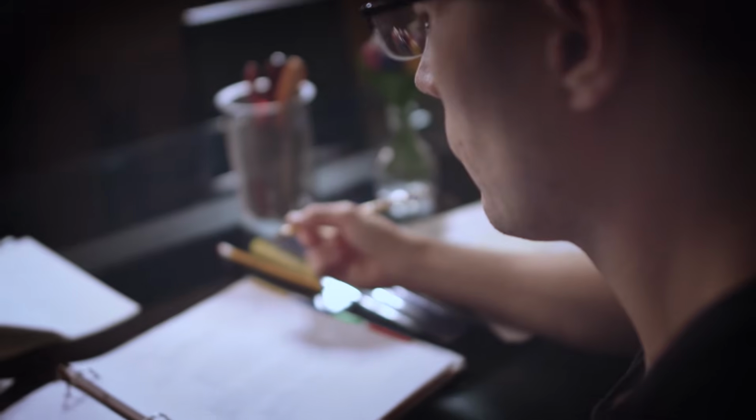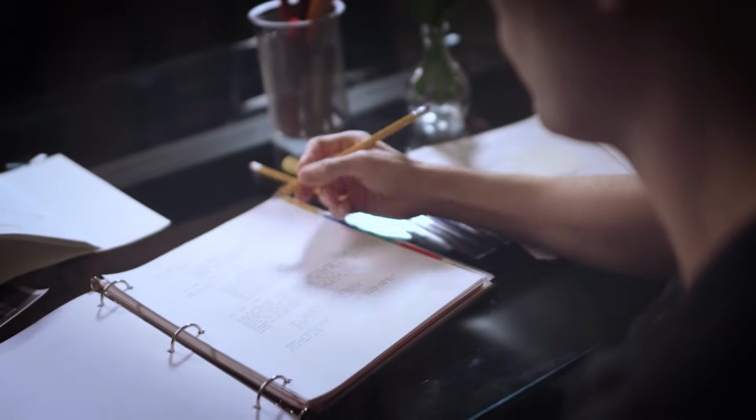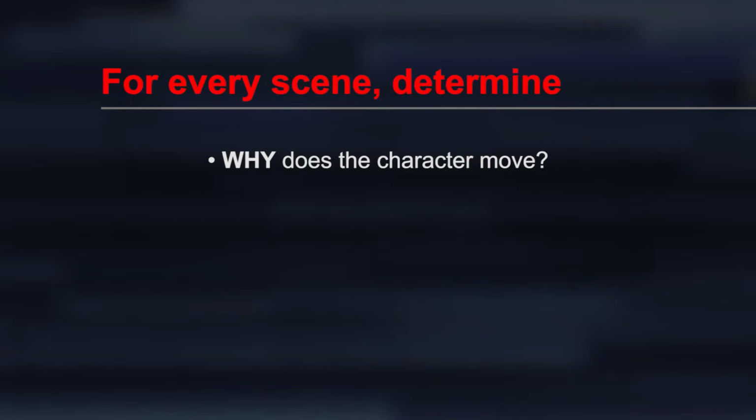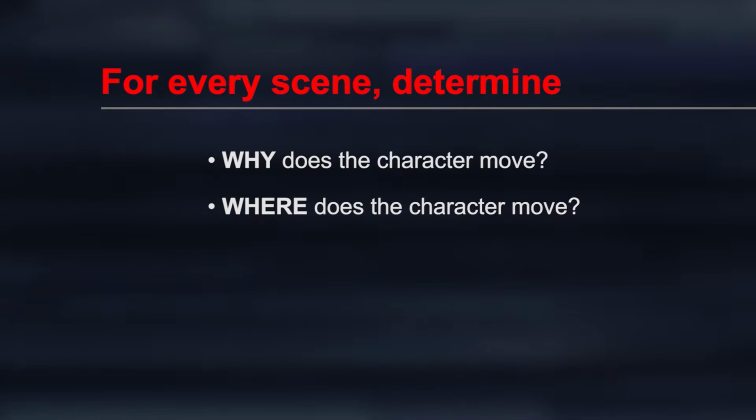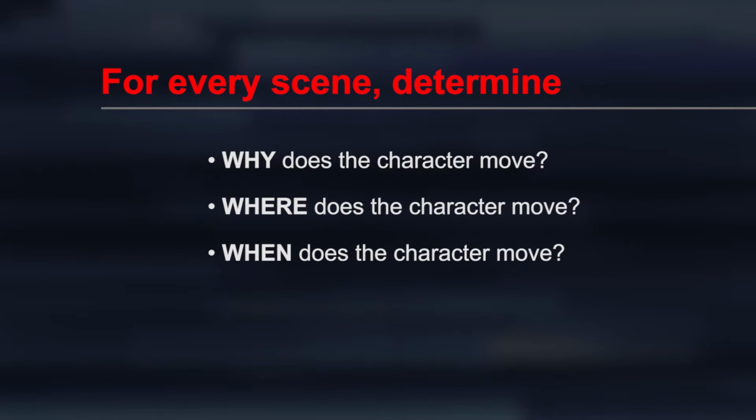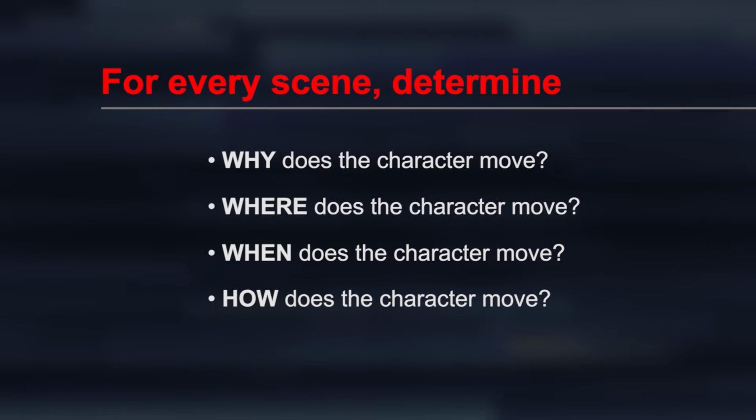When you sit down with a script to decide the blocking, ask yourself these four questions. Why is the character moving? Where is the character moving? When does the character move? And how does the character move? All right, let's take a look at each one of these in more detail.